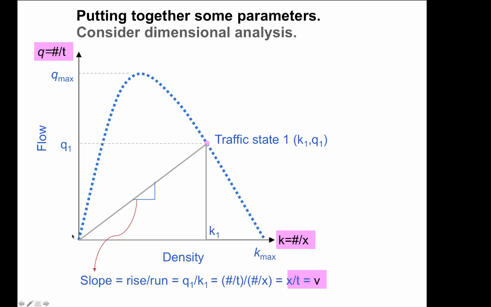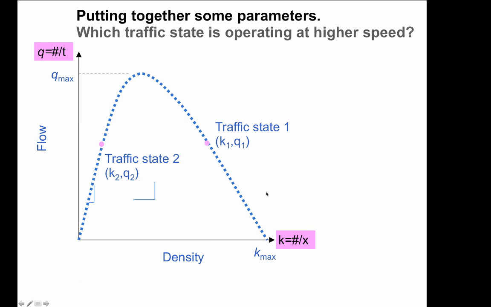So for any traffic state on this QK diagram, as we call this, the slope of the line connecting the origin to the traffic state is the speed at that traffic state. So the slope of this hypotenuse is V1. I'm going to show you another quick example. Traffic state 1, as we just saw, traffic state 2. So the speed of traffic state 2 is the slope of this line.